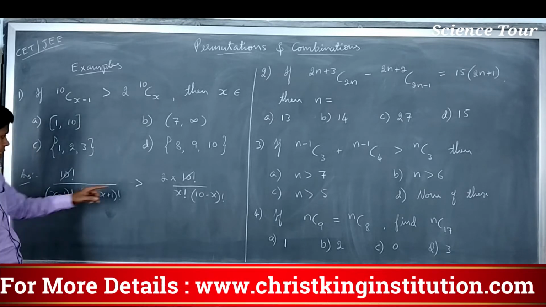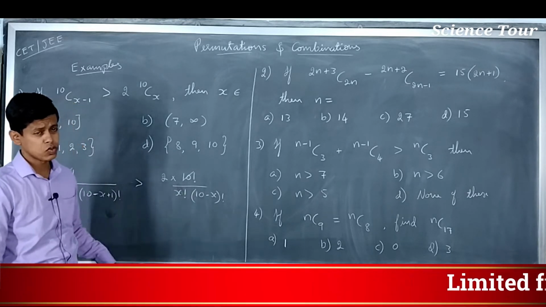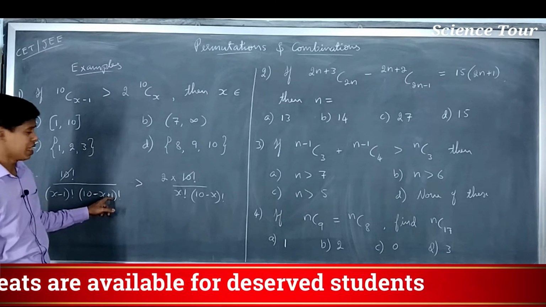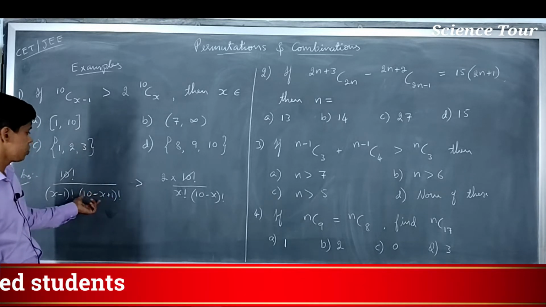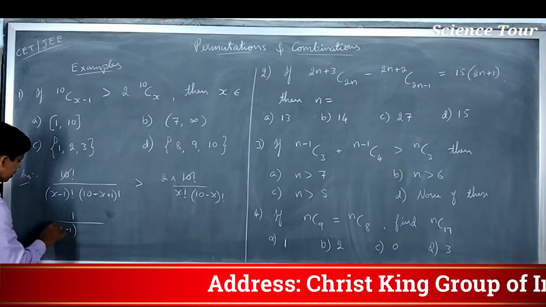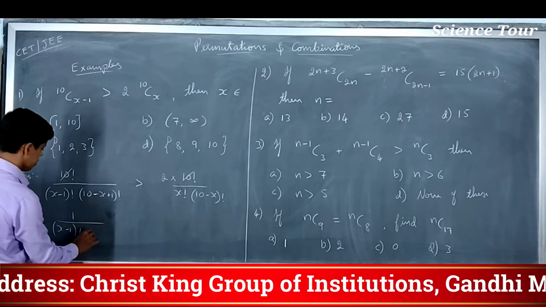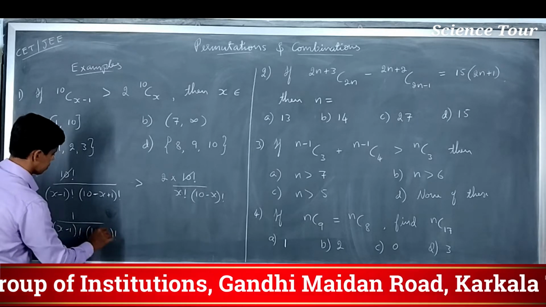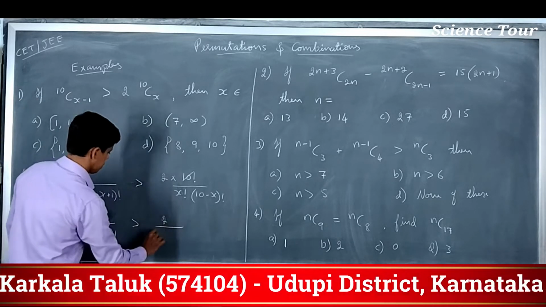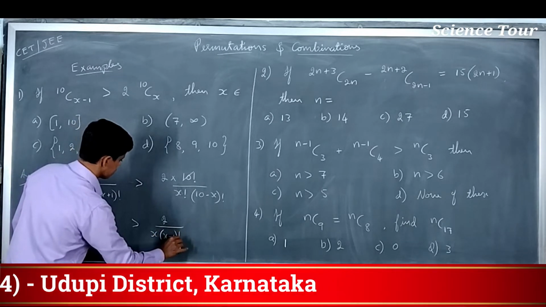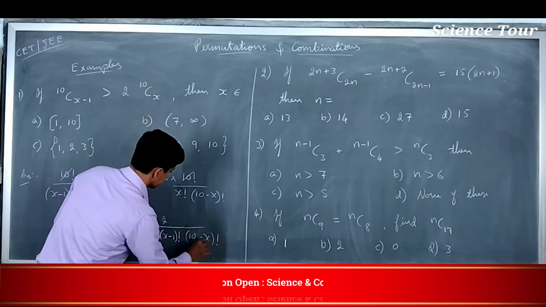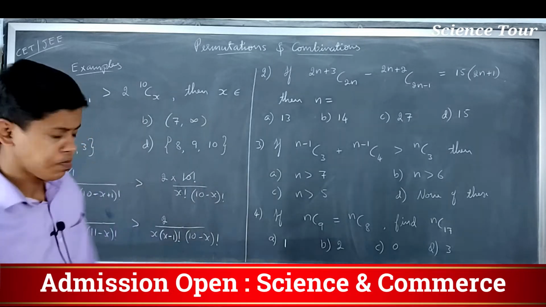Similarly, I can expand x factorial as x into x minus 1 factorial, hence x minus 1 factorial also gets reduced, and this is 10 plus 1, so that's 11 minus x. Let's write the next step. So this is 11 minus x factorial, which is greater than twice x into x minus 1 factorial, and then here you have 10 minus x factorial.